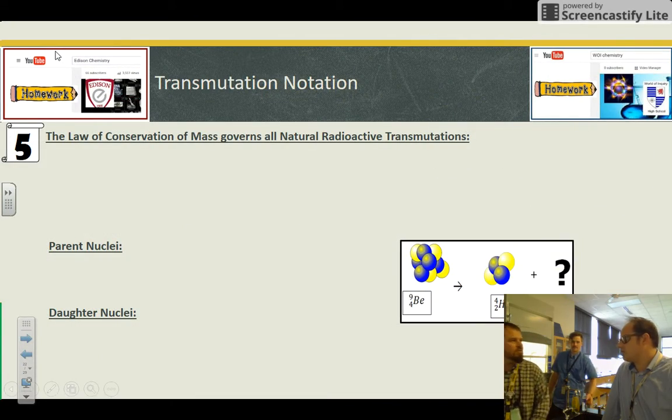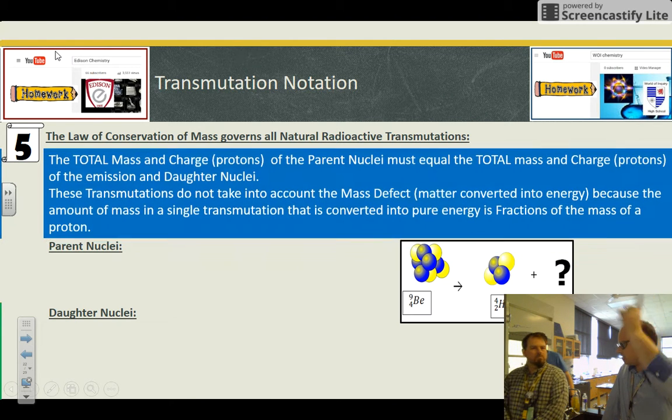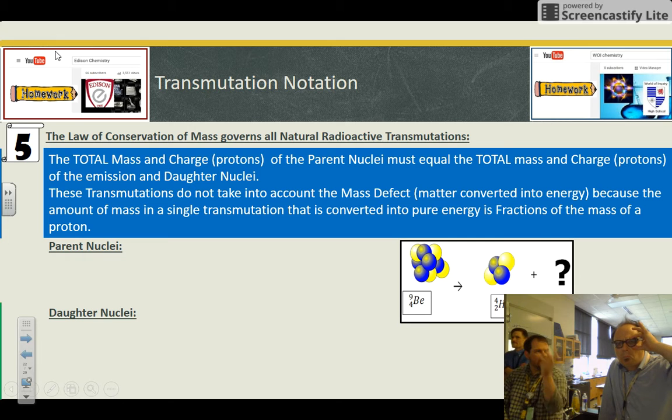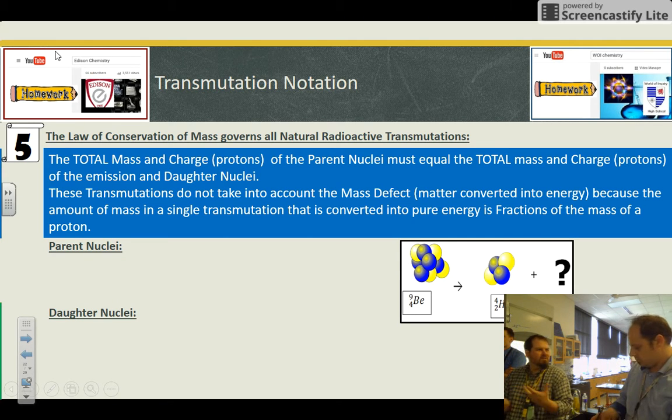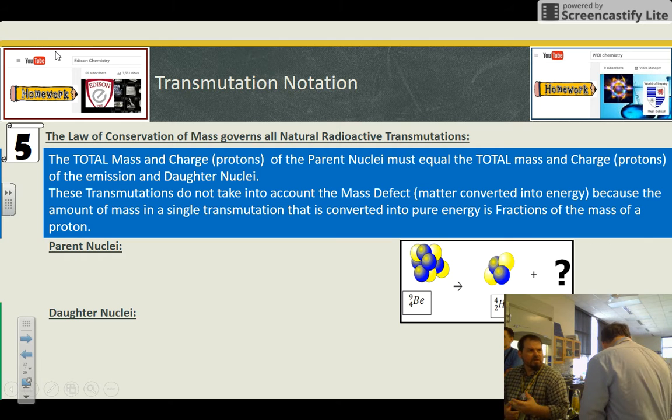Law of conservation of mass governs all natural radioactive transmutations. What is it, Mr. Milks? It just means that basically everything we have on the left-hand side, we need to still have on the right-hand side. And in this case, we're not balancing equations like we did before. We're talking about total mass, total nuclear charge.